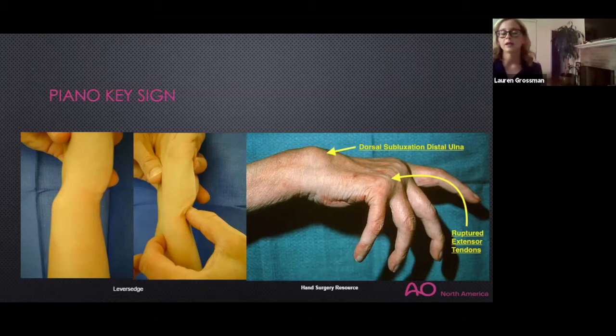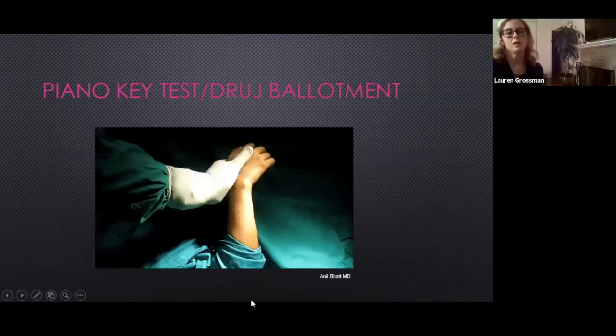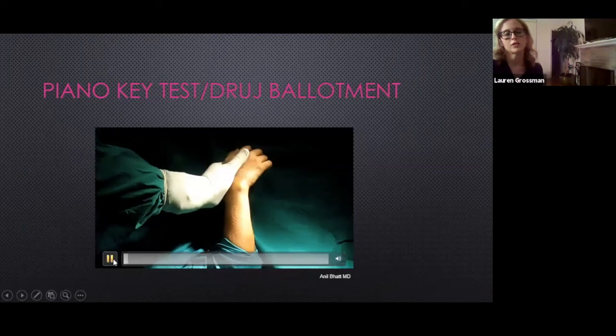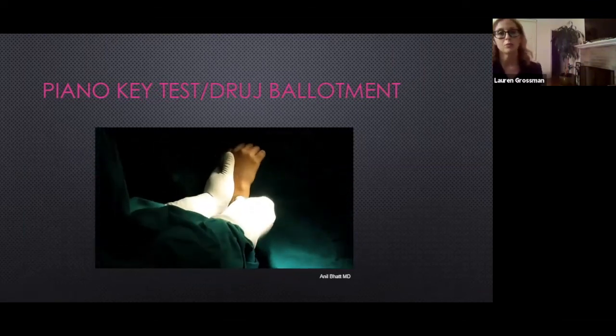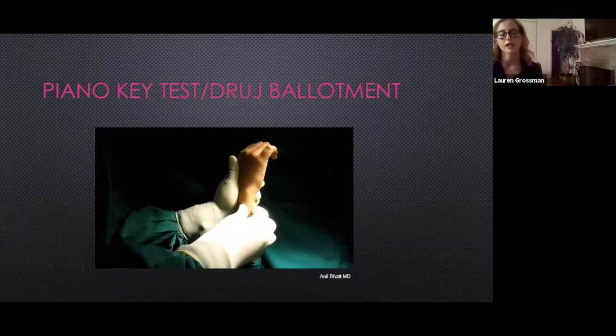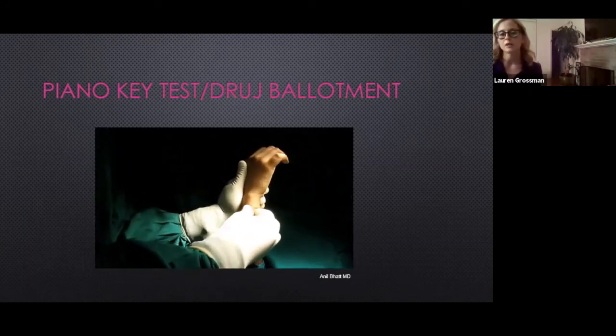And this happens after a chronic injury or a long time, as the ulna is subluxed dorsally. And when it stays subluxed dorsally, your extensor tendons are moving back and forth over the ulna, and eventually they fray and rupture, and they rupture from ulnar to radial. Here's a good example of the DRUJ ballottement test. And you can see here the shucking of the DRUJ, how unstable it is.